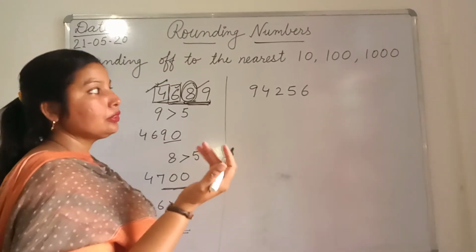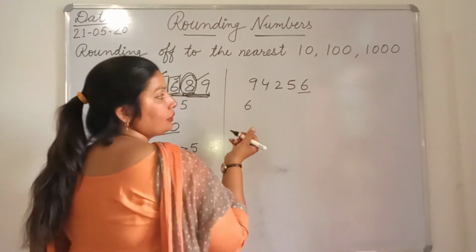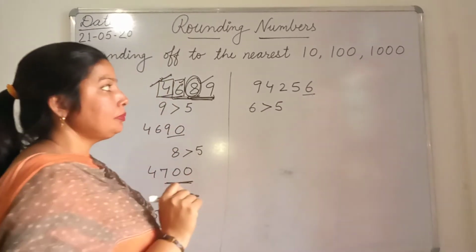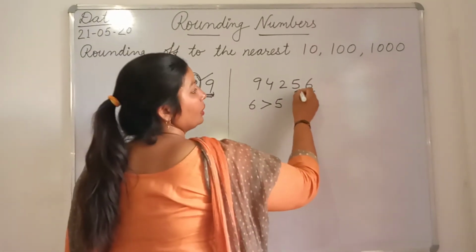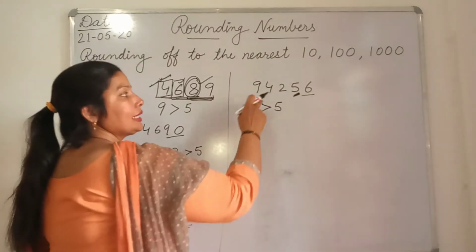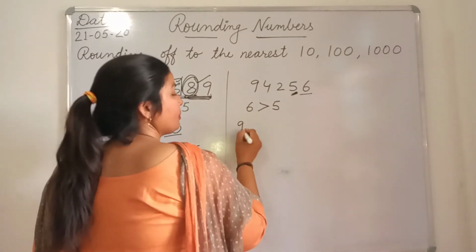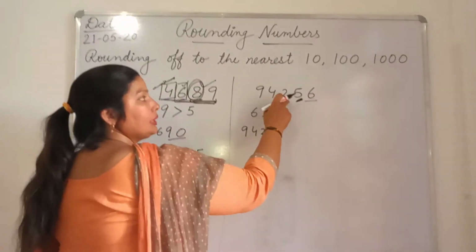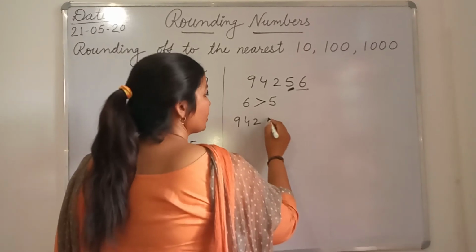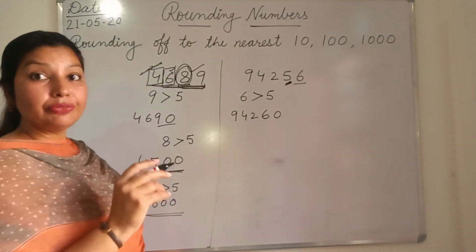So for rounding of tens, we will check the ones column. So what is in the ones column? 6. 6 is what? Greater than 5 or less than 5? It is greater than 5. That means we should increase the tens column. Now in the tens column there is 5. So we should increase it. So it becomes 6, and the rest of the columns will remain the same. We will not change any column. 9, 4, 2 will be the same, and after that we increase by 1. So 5 plus 1, 6, and the ones column 0. Okay, so this is the rounding of tens.